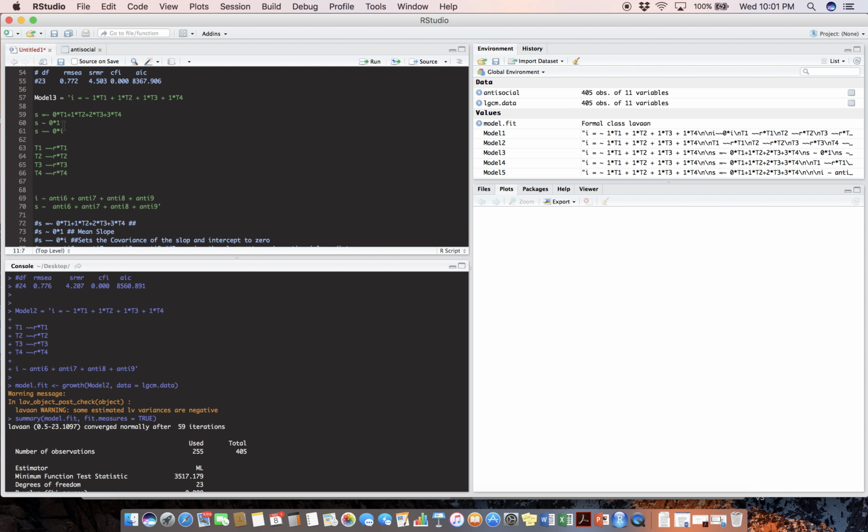And so this code here with line 60 is setting the average slope to 0, and this line here is basically setting up our uncorrelated slope, uncorrelated intercept. In other words, everything is random. The intercept is random and the slope is random.